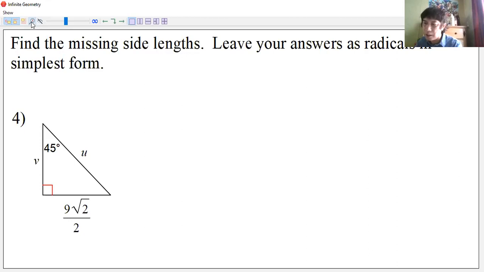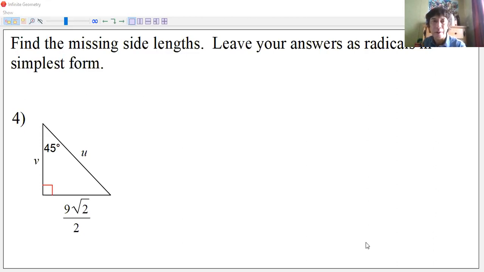The given leg has a value of 9 square root of 2 over 2. The other leg V is unknown. And of course, this is the 45 degrees, and this is the 90. And we have the U, that is actually the hypotenuse. Okay, you'll be able to see the solution after a little while. So let's proceed to the other screen.